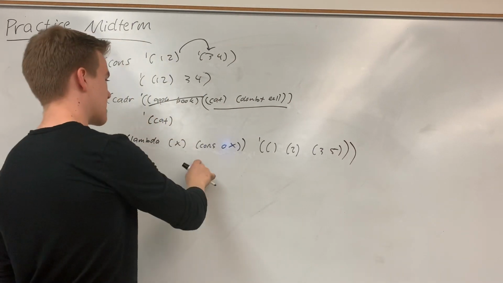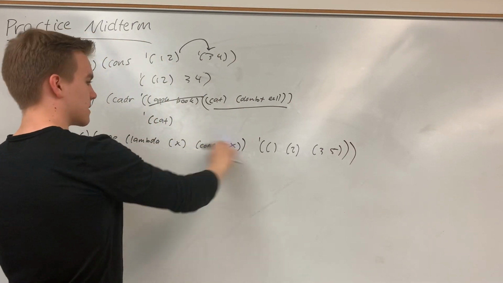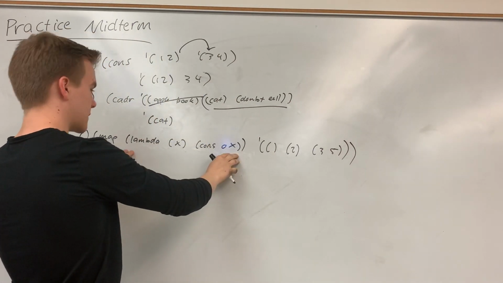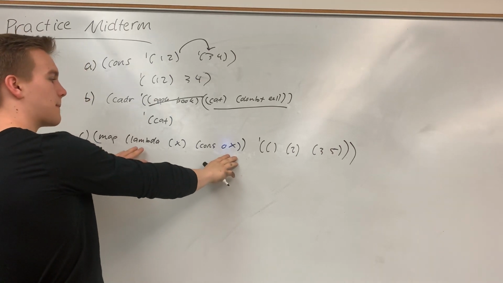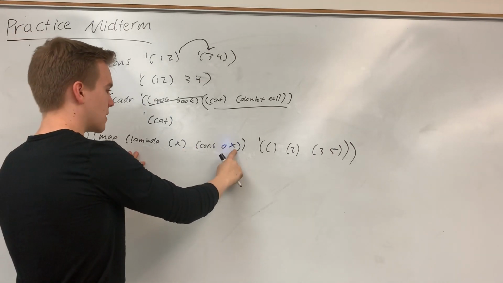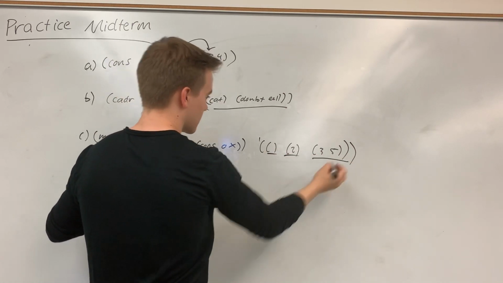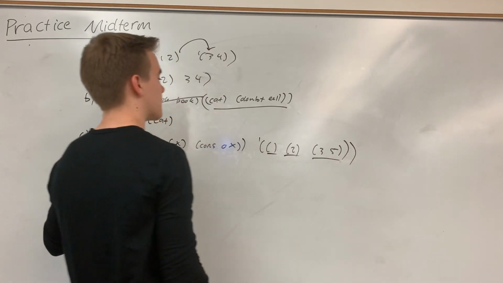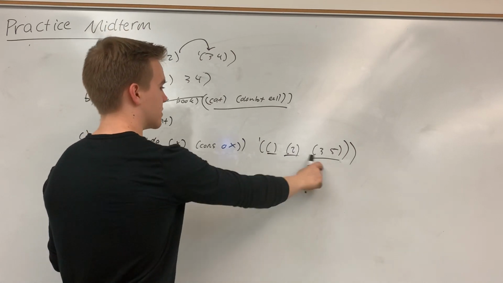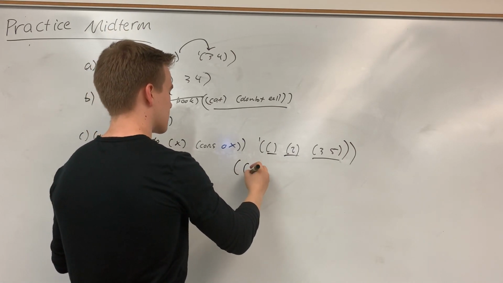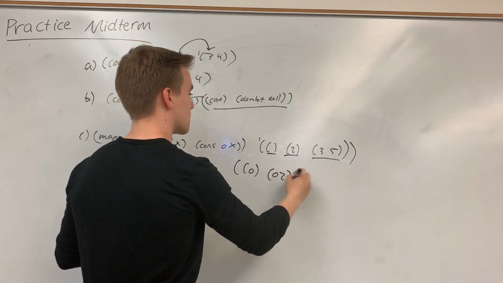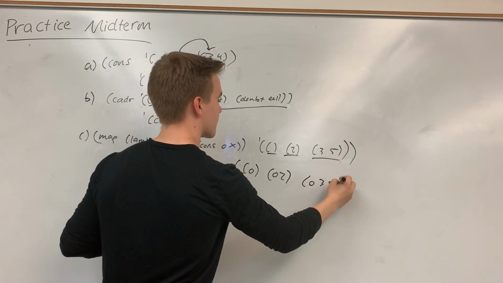Okay, so this is saying take every element of this list, apply this lambda function to it. That's what map does. This lambda function cons 0 onto every element of this outer list, which are going to be this one, and this one. So it's going to say cons 0 into each of these lists. And we're going to get 0, 0, 2, 0, 3, 5.